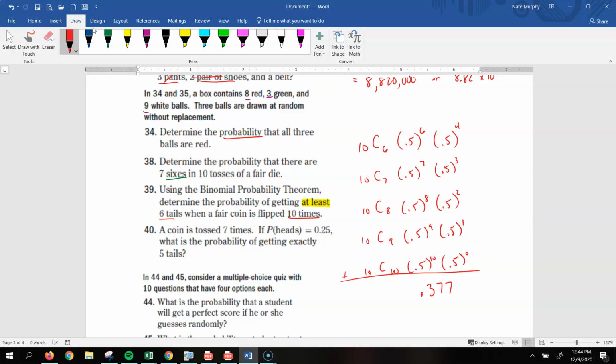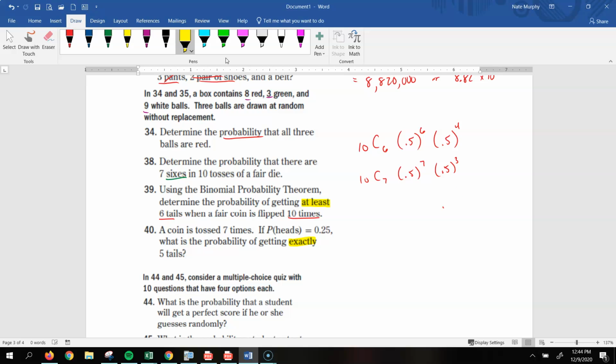Let's look at number 40. Number 40 says a coin is tossed 7 times. If the probability of getting heads is 0.5, what is the probability of getting exactly 5 tails? Now this one has the word exactly. So that means we're not going to have to add them all up like we had to do on the previous one. We're just going to do this once, and that would give us our answer.